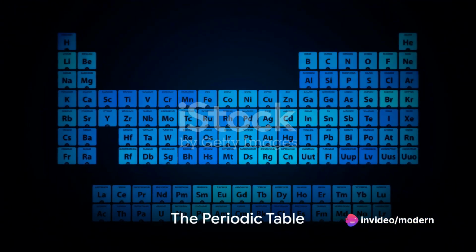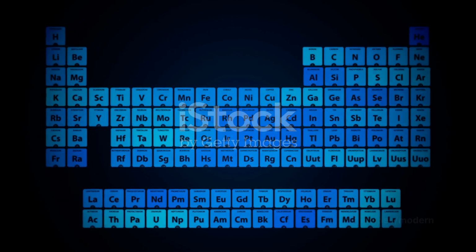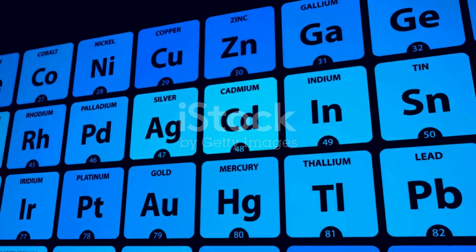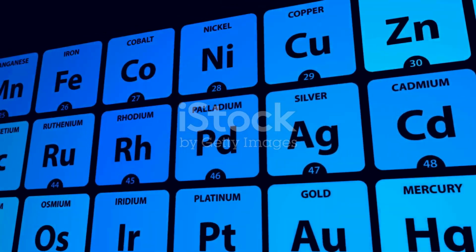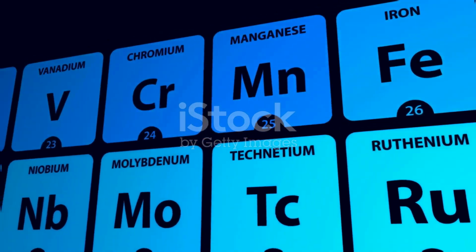The arrangement of elements in the periodic table is based on atomic number, which is determined by the number of protons in an atom's nucleus. The periodic table provides a systematic way to organize and understand the properties of elements.